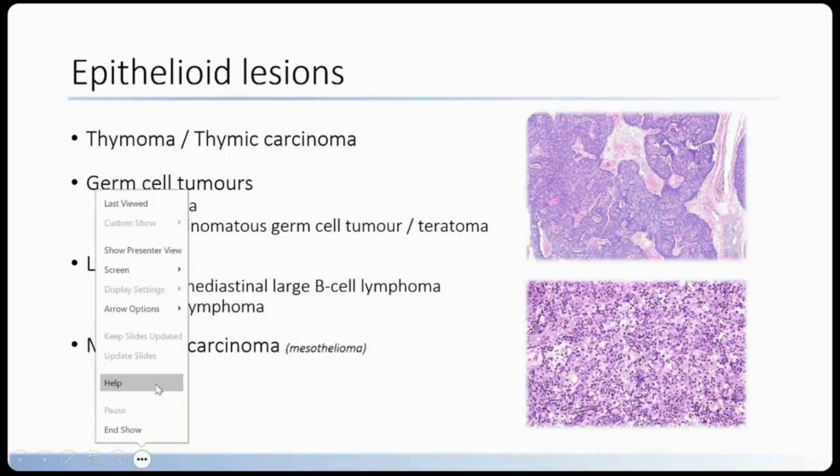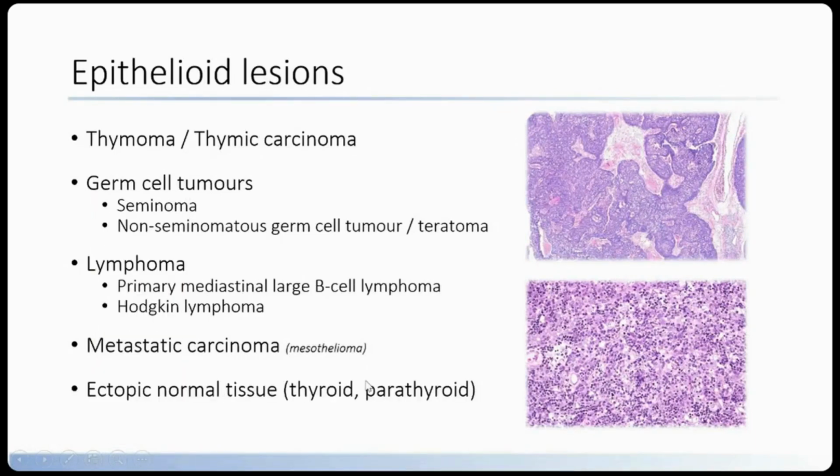And then finally, it's important to remember that you may encounter, again, from an embryological perspective, ectopic normal tissue. So, for example, thyroid or parathyroid tissue, of which I've seen a couple of cases biopsied as presumed neoplasia, but actually being normal tissue and just ectopic tissue in that territory.